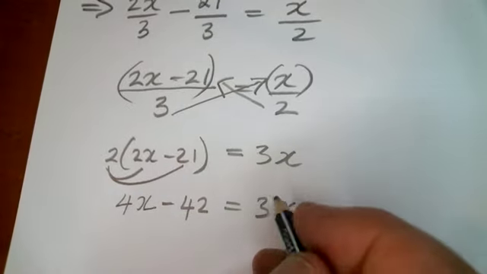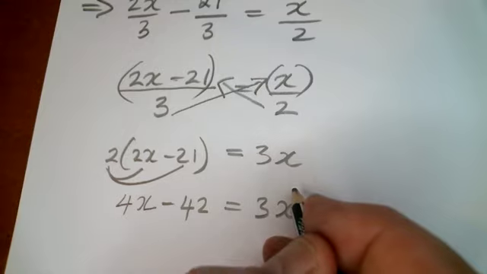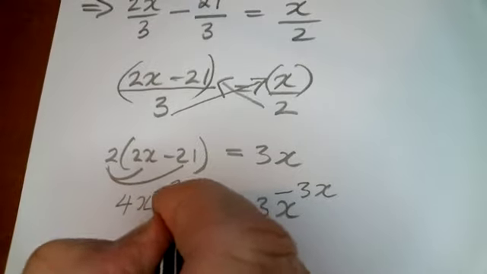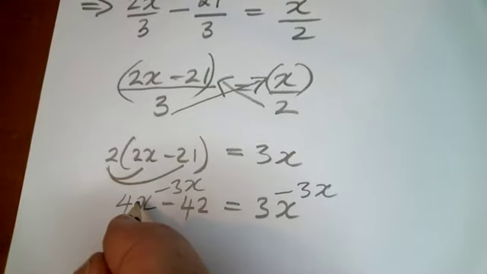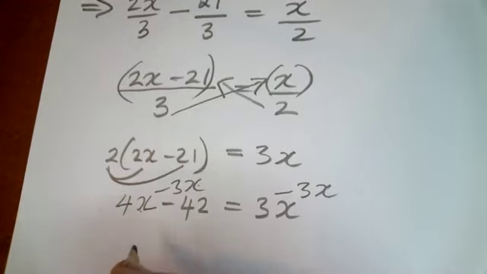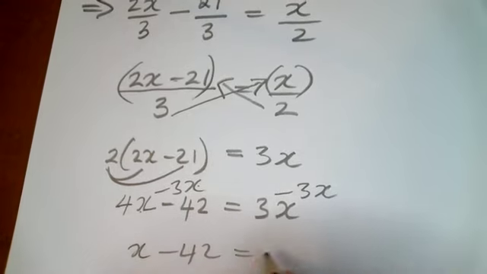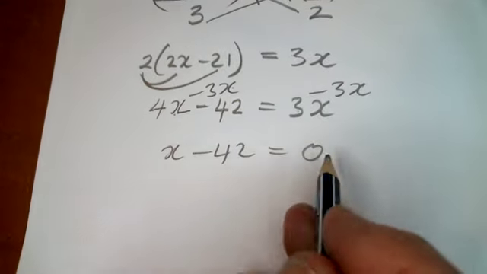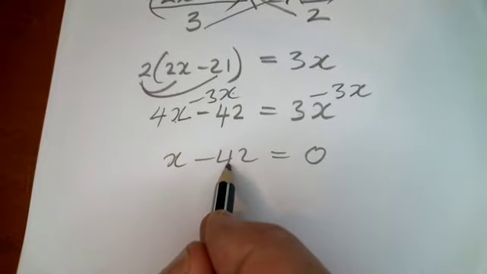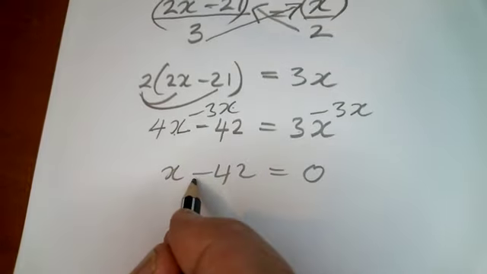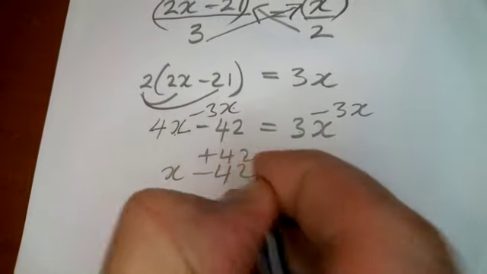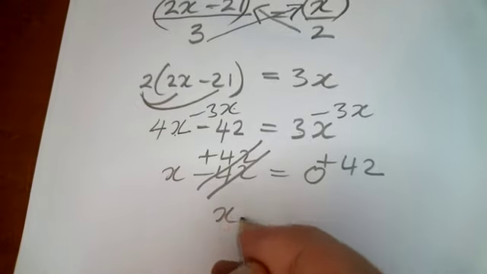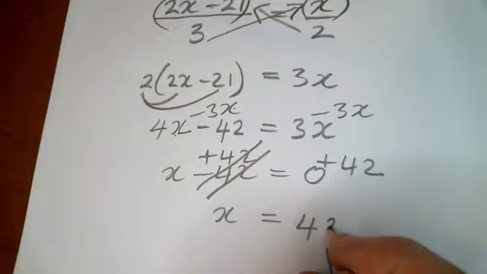So now I'm going to subtract, let's see, what's the best way of doing it? I'm going to subtract 3x from both sides. Here it is, subtracting 3x from both sides. And that leaves me with, well, 4x minus 3x is 1x, minus 42 equals, well, 3x minus 3x is 0. So now, this is no good to me, I need to find out the value of x. So something minus 42 is 0. Well, let's see, I'm going to put this on the other side, so I'm going to add 42 to both sides. There it is. And 42 minus 42 is 0. So x is equal to, well, 0 and 42 is 42.